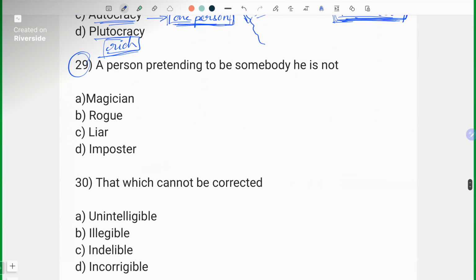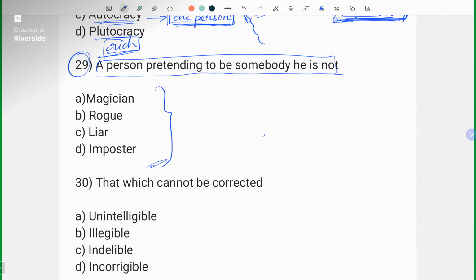Question 29. A person pretending to be somebody he is not. C, ma'am. Okay. Rogue அப்படின்னா rowdy. அதுதான் சொல்லுவோம் rogueன்னு சொல்லிட்டு. Option D, ma'am. Okay. Option D is the answer.